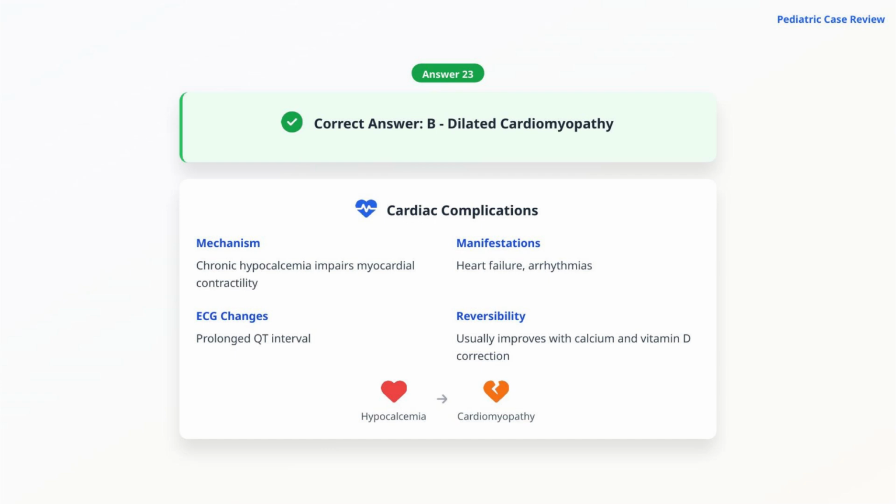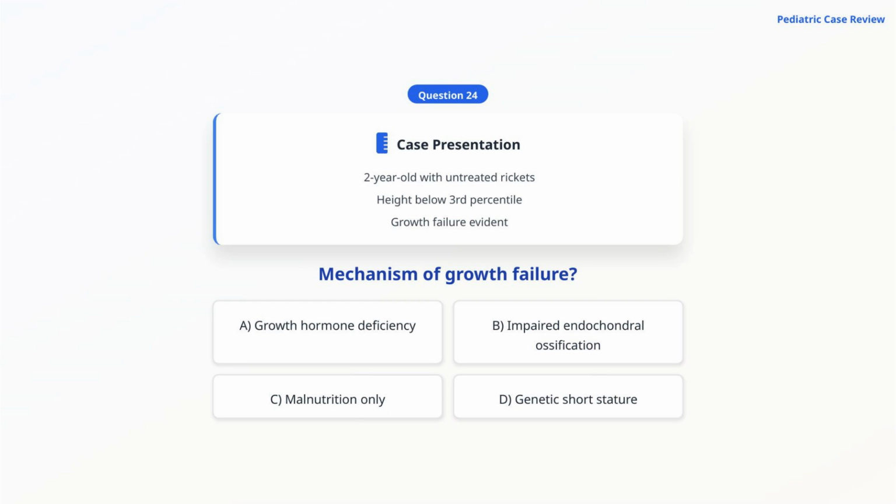Clinical manifestations include heart failure symptoms and cardiac arrhythmias. Electrocardiogram may show prolonged QT interval. Fortunately, cardiac function usually improves significantly with correction of calcium levels and vitamin D supplementation, though severe cases may require cardiac support temporarily.